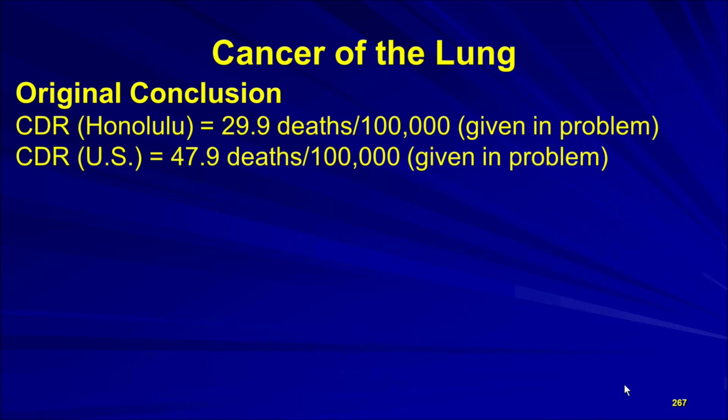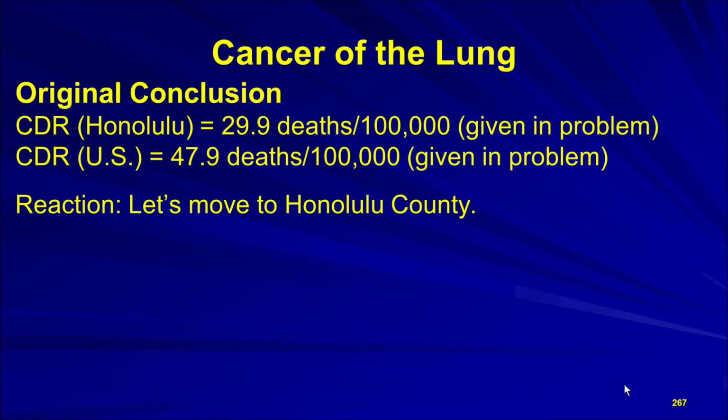Well, our original conclusion, if you go back to the original problem, when we just calculated the crude death rate for Honolulu, we had 29.9 deaths per 100,000. That was given in the problem. And then we looked at the U.S. population, and we had 47.9 deaths per 100,000. Well, our reaction would have been, well, geez, if you're talking about lung cancer deaths and you want to avoid them, you ought to move to Honolulu immediately, and especially you would come to this conclusion if you had a genetic problem of lung cancer, if lung cancer happened to run in your family.